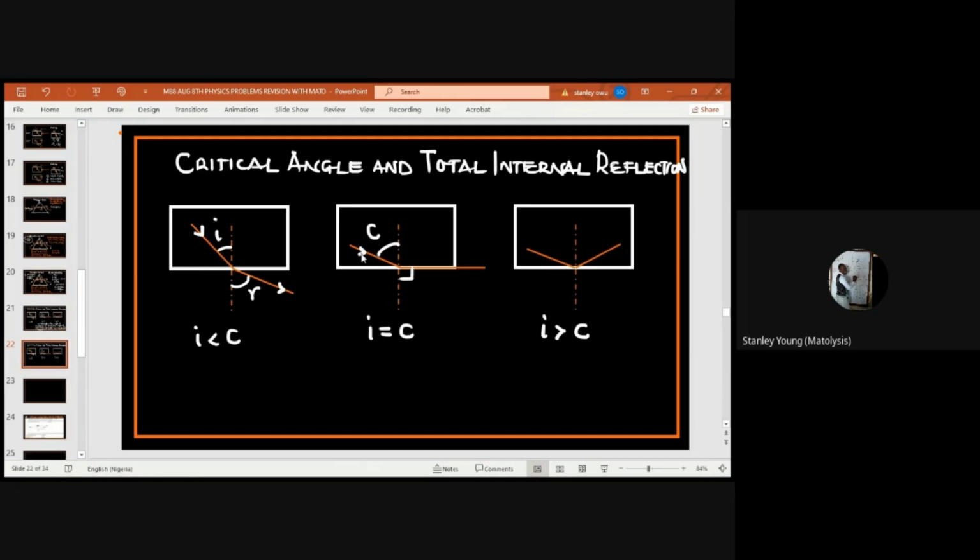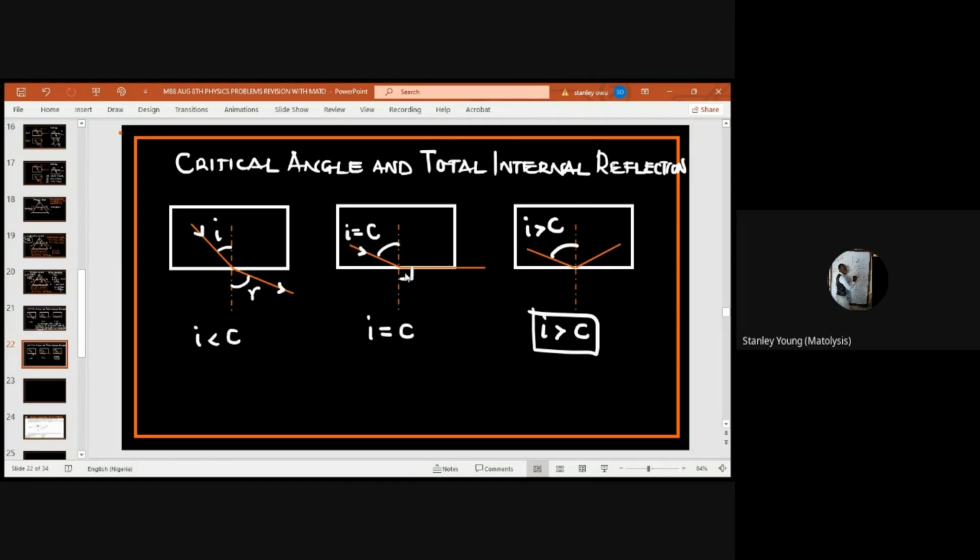Still on critical angle. At critical angle, the angle of refraction was 90 degrees. What happens when we further increase this incident angle beyond the critical angle? So this is what you mean. If we have an angle here that is greater than C, in the second case here we have I equals C. But in the third case here, I is greater than C.